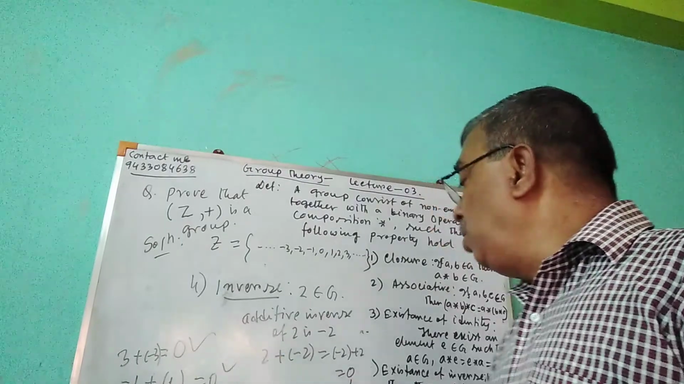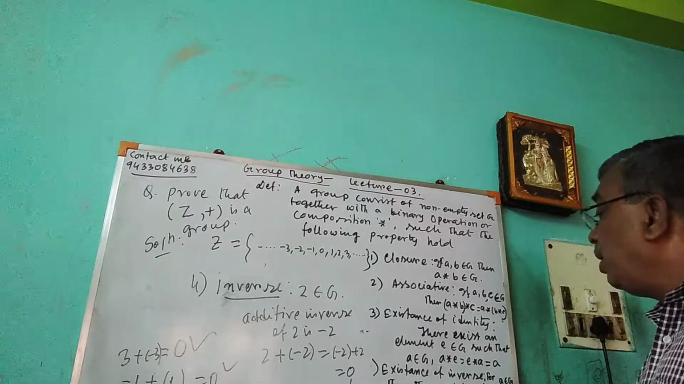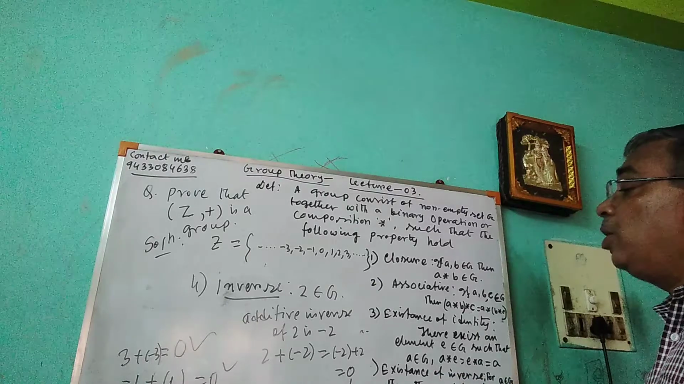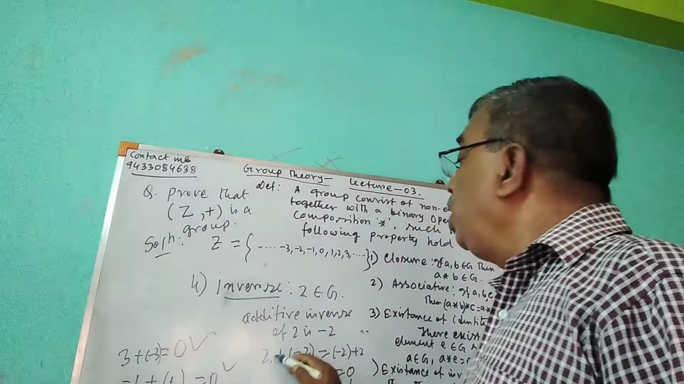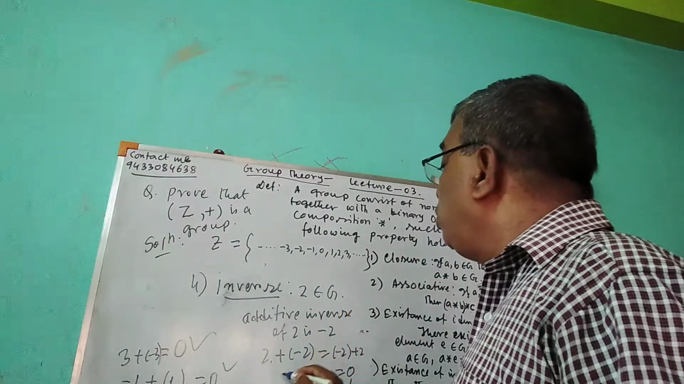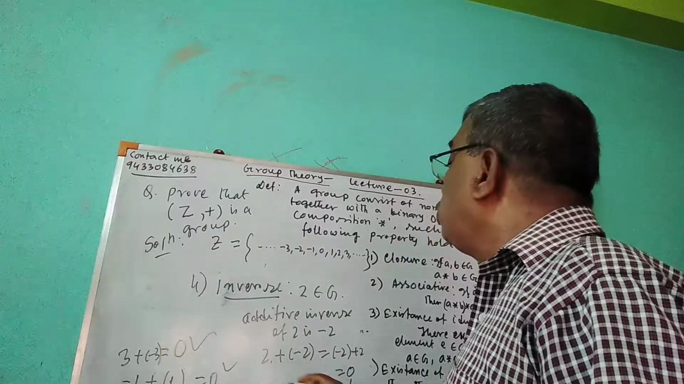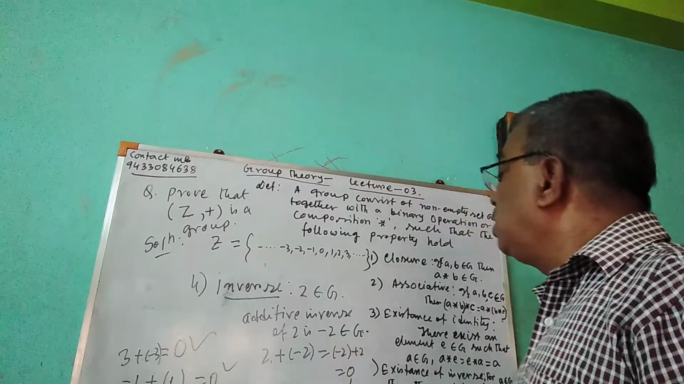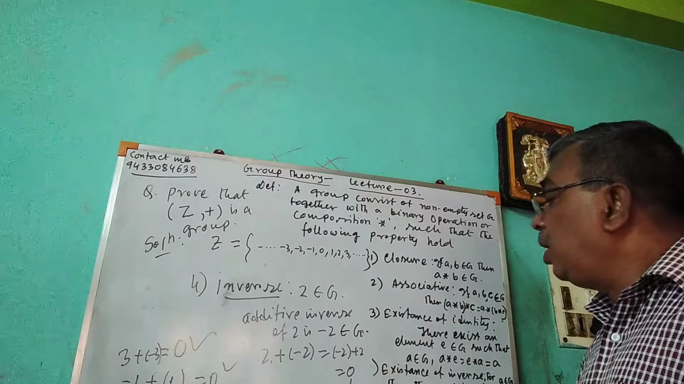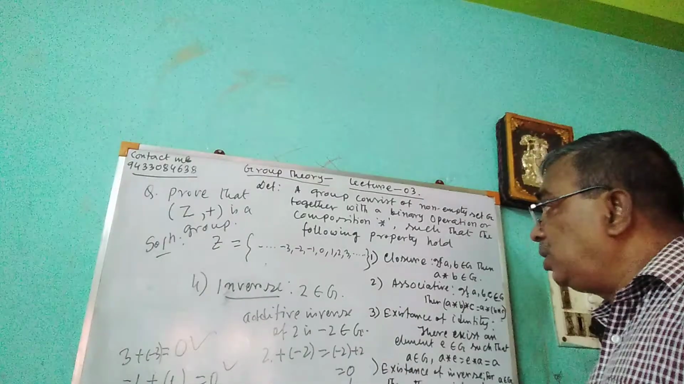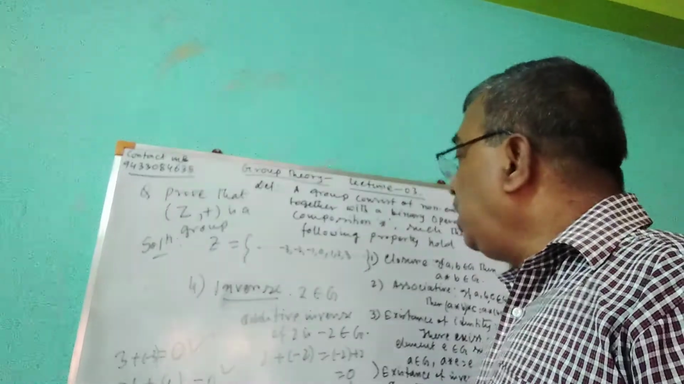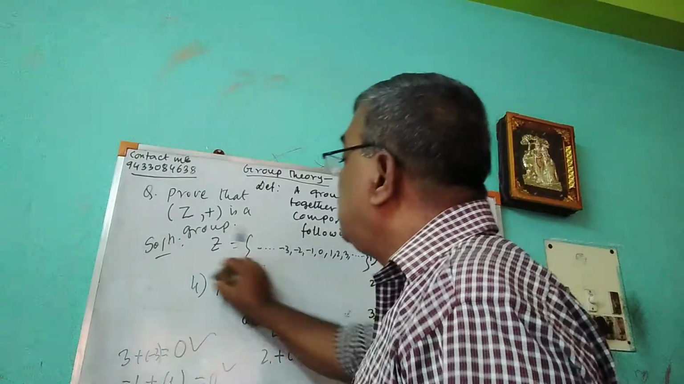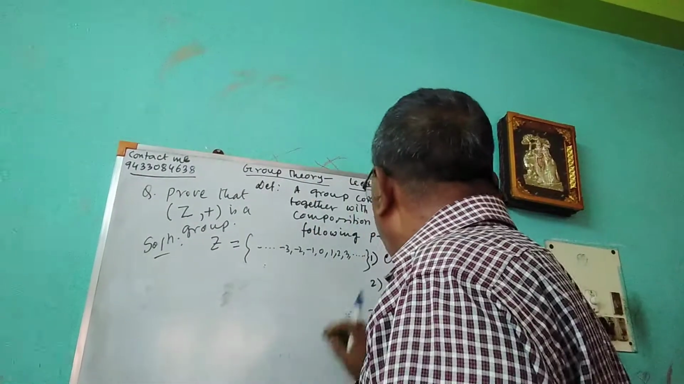Existence of inverse means for a belonging to G, there exists a inverse belonging to G. That means 2 belongs to G, and -2 also belongs to G. Now this plus this is equal to the identity element. So the inverse exists. Thus Z under plus satisfies all the properties of a group.